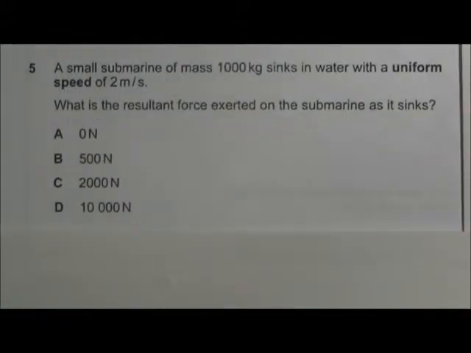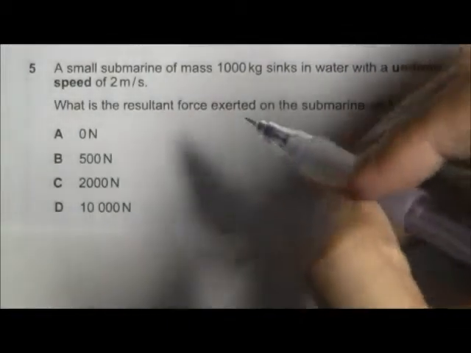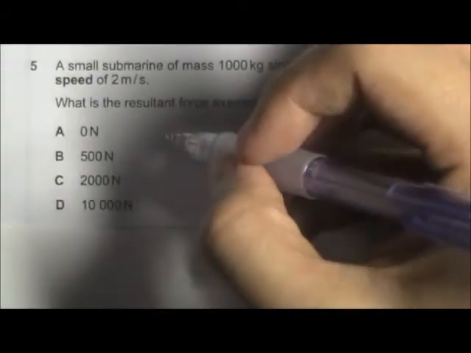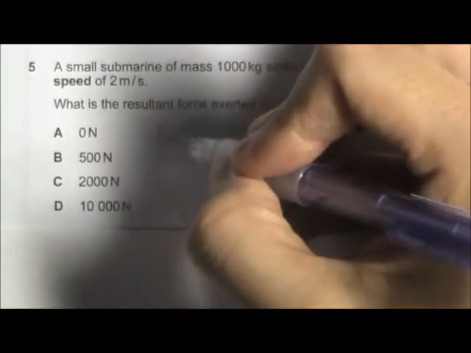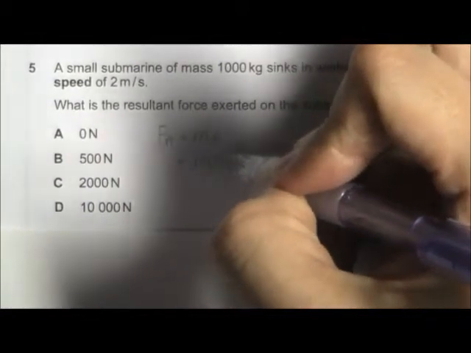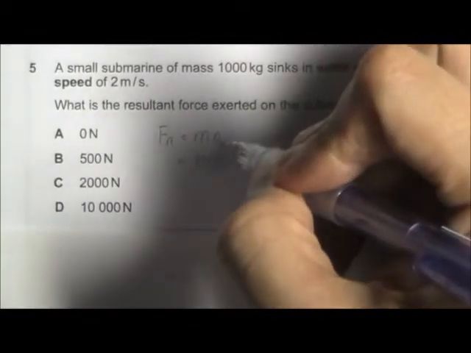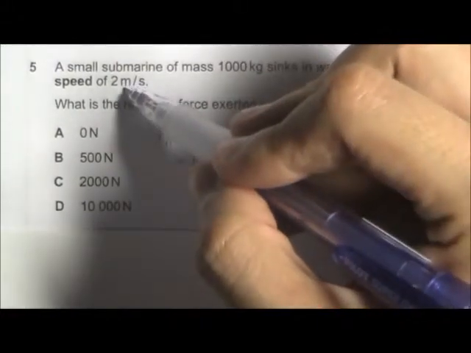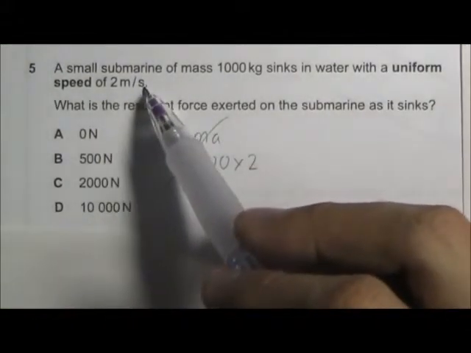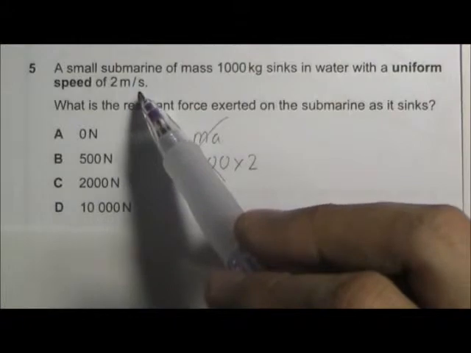Okay, this question is a trick question, and it has successfully tricked some of the candidates. The reason is because they are asked to find the resultant force. So some candidates will just use the formula resultant force equals ma, equals 1000 multiplied by the acceleration. They will just blindly take it as 2, and this is wrong, because this 2 is 2 meters per second. It's actually the speed, not the acceleration.